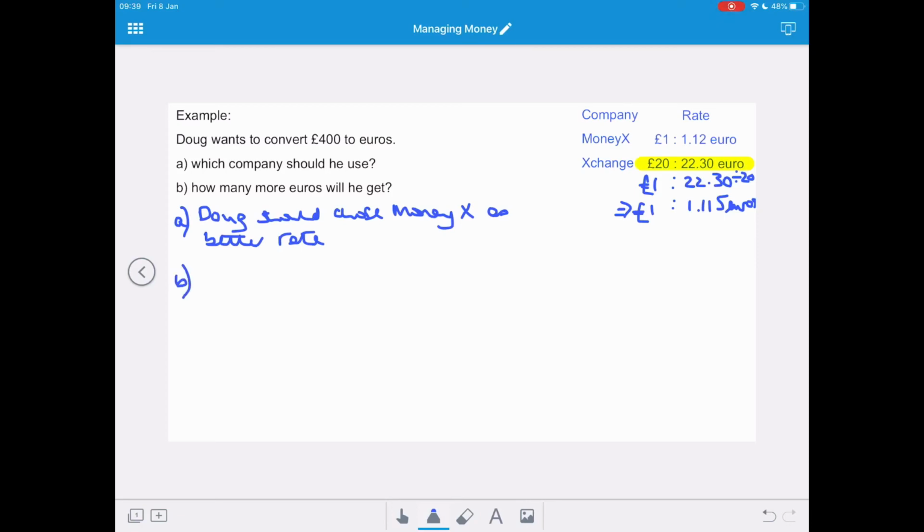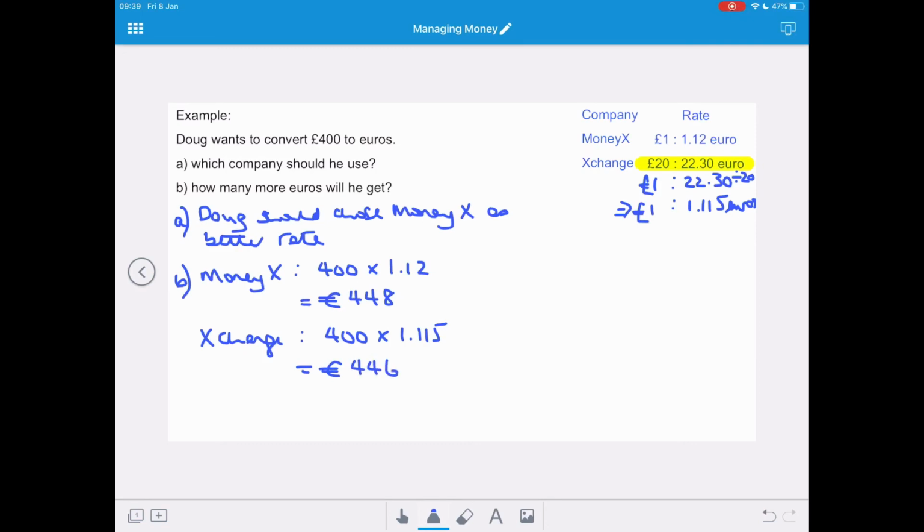Now in B, we're asked how many more euros will he get at MoneyX. So first of all, we're going to work out how many euros we would get at MoneyX, and we do that by taking the £400 and multiplying it by the exchange rate of 1.12, and that gives us a total amount of euros from MoneyX of 448. Then we need to work out how much he would have got had he gone to Exchange to change his money, and that would be 400 times 1.115, and that gives us 446 euros.